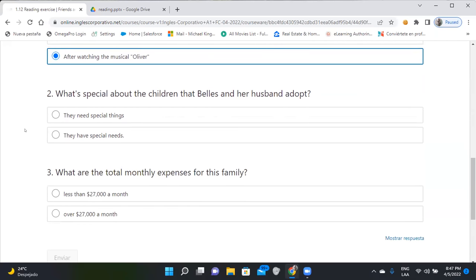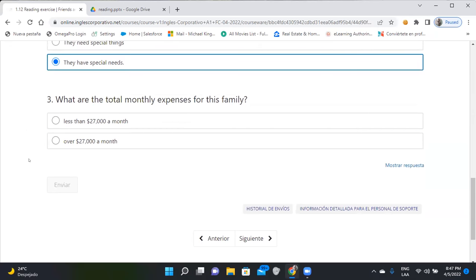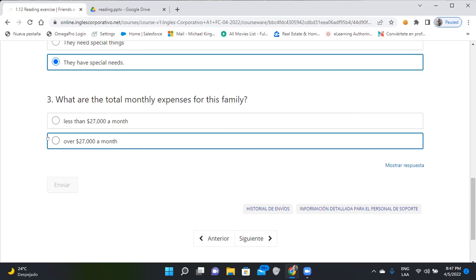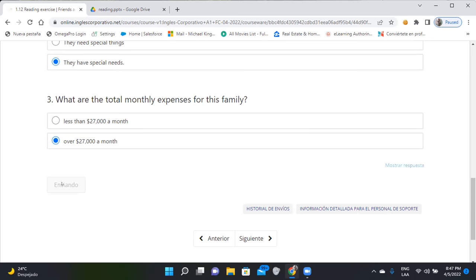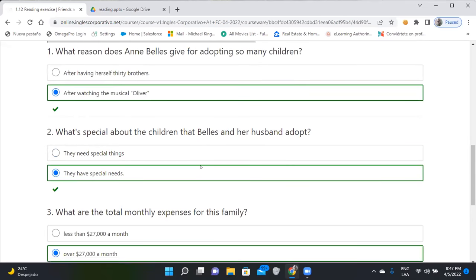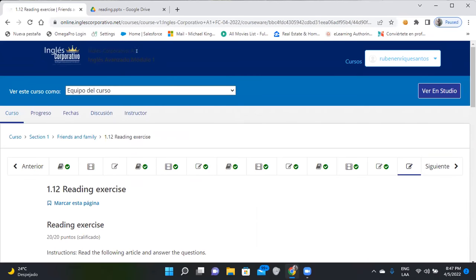Number two, what's special about the children that Bells and her husband adopt? They have special needs. Number three, what are the total monthly expenses for this family? Over 27,000 a month. Wow, that's a lot of money per month. All right, awesome. At this moment, does anybody have any questions related to this activity?